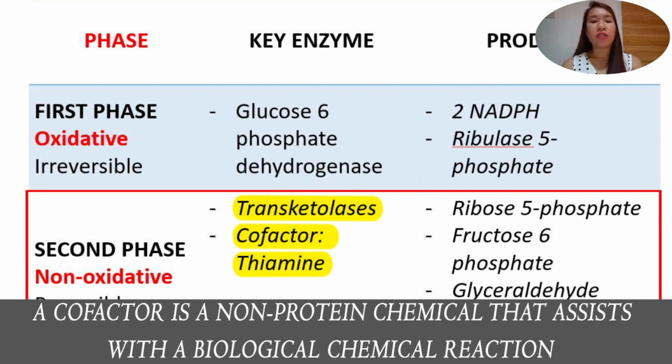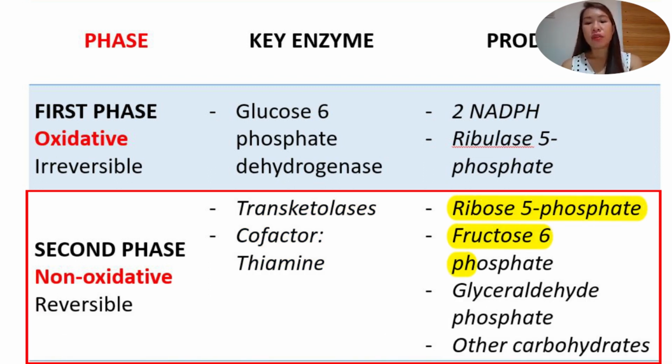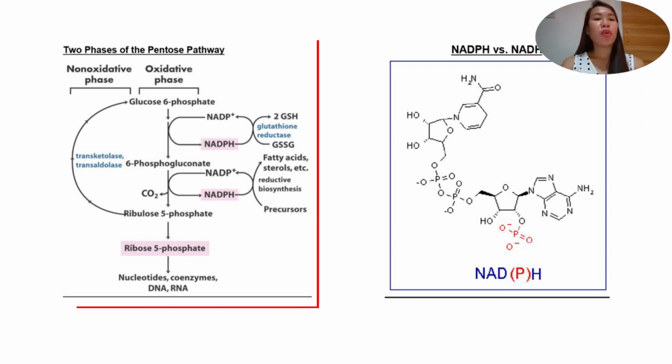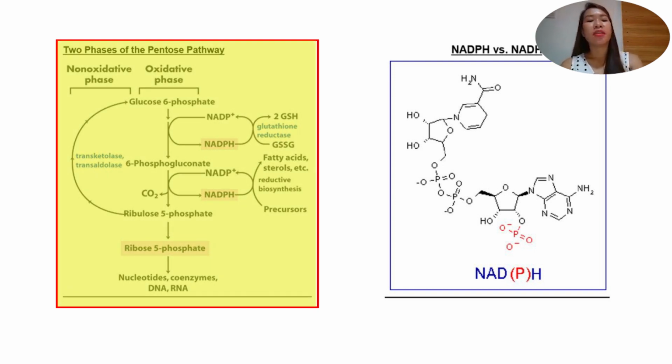So what are the products of our non-oxidative phase? We have ribose 5 phosphate, fructose 6 phosphate, glyceraldehyde phosphate, and other carbohydrates. So this table, class, is very important for you to understand and remember. Okay? Parang this is a summary table. So now let's move on and discuss the specific processes. So this one, which is the summary of the pentose phosphate pathway, we are going to dissect the different parts or the different reactions that are inside this pathway.